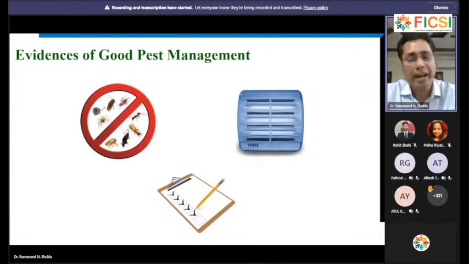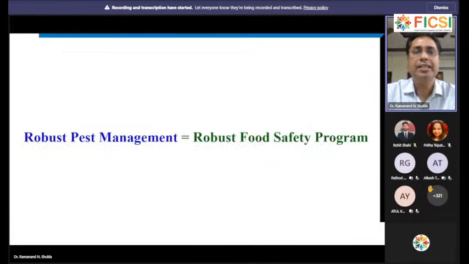So with these evidences, you can actually rest assured that yes, the program is going in the right direction, and there is either no threat to your food safety program or a very limited threat to your food safety program. So with this, we all have to understand that a robust pest management program complements a robust food safety program. Without a robust pest management program, you will not have your food safety program succeeding.